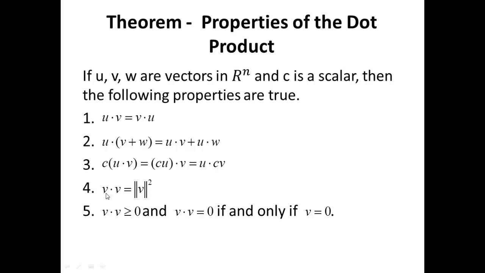Number 4, the dot product of v and v is simply the square of the norm of v. So we can also say that the norm of v equals the square root of v dot v. And lastly, v dot v is bigger than or equal to 0, and v dot v equals 0 if and only if v equals 0.